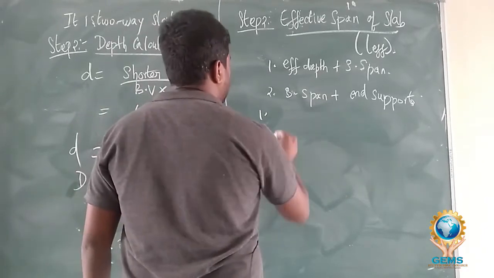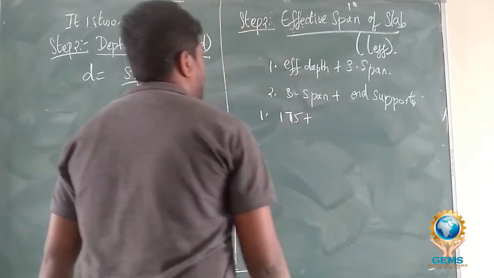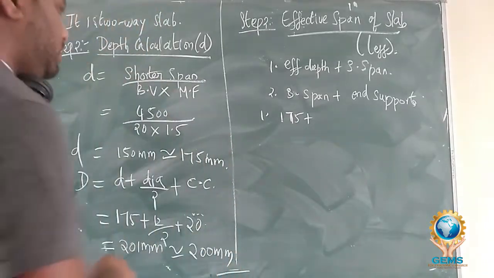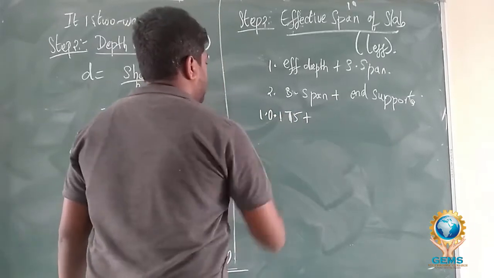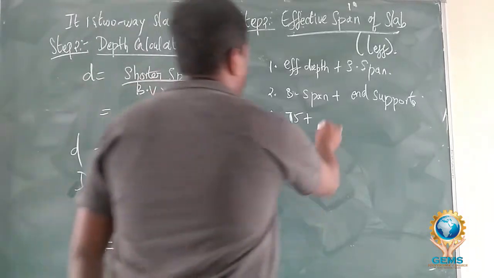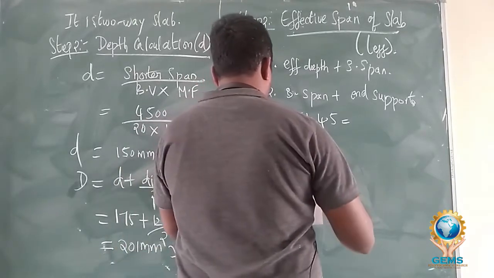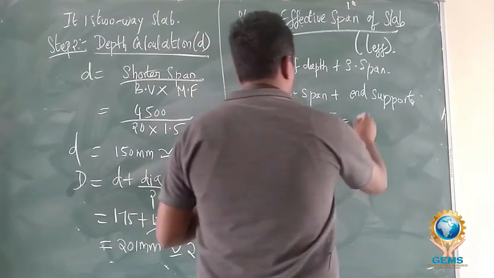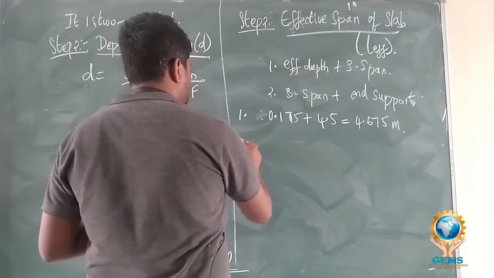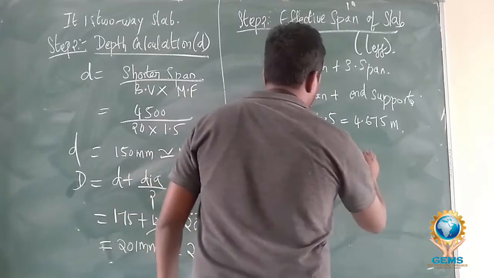The first one is 175 plus. See, the effective span should always be calculated in meter. So 175 mm is 0.175 meter. So number 1, 0.175 plus your shorter span, which is 4.5, is equal to 4.675 meter. Second one, 4.5 plus 0.3. That is 4.8 meter.